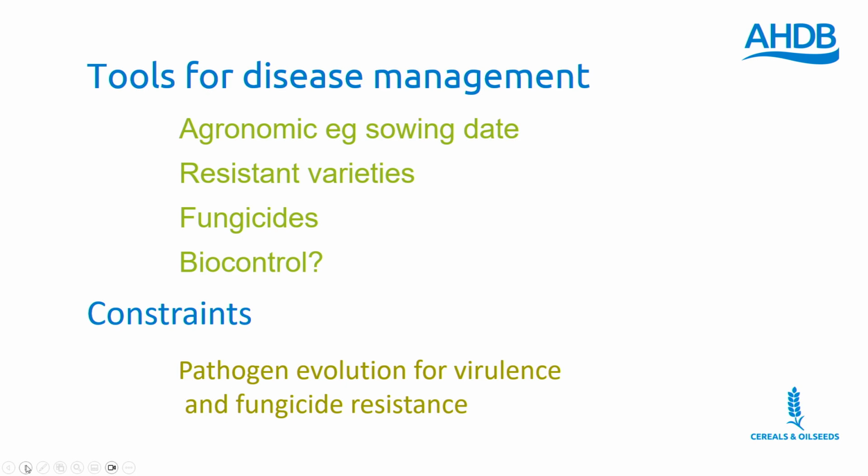Biocontrol, I put a question mark there. There's a lot of interest in it now, using biological agents to control disease, but probably in broadacre crops at the moment it's not a major focus, whereas in glasshouse crops, for instance, there are many examples of successful biocontrol strategies. Now, of course, we've got these tools, but there's also the constraint of pathogen variation. Pathogen evolution, both for virulence towards our resistant varieties and resistance to the fungicides we can use, are two of the main issues with why disease is still a continuing problem.